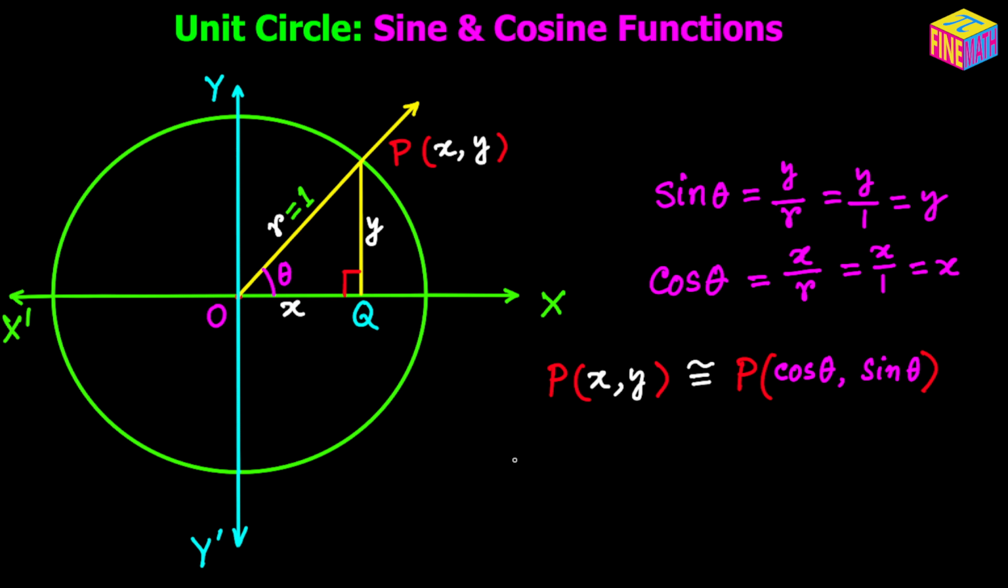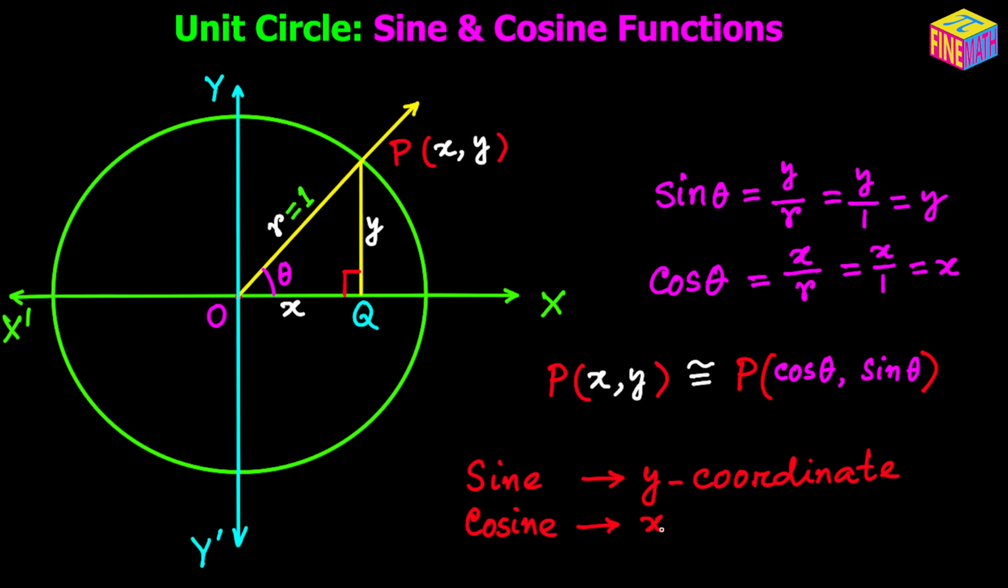the sine function, let me write it down here, will represent the y coordinate of the point, and the cosine function will represent the x coordinate of the point. Also we can say, y coordinate of P and x coordinate of P. Right? So this is how the sine and cosine function are defined.